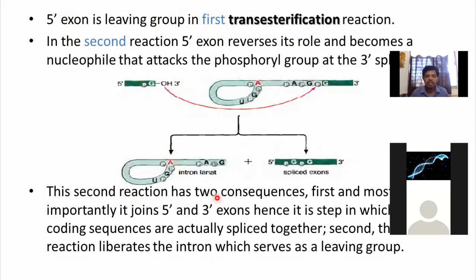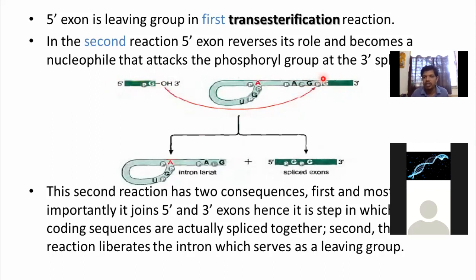So this second reaction has two consequences, meaning two results will be there. The first and most important is that it joins the 5' and 3' exons. Now see that this oxygen will act as, or particularly you can say it's the exon. So this is the 5' side of that particular exon. It will attack the 3' splice site here, and it will break this phosphodiester bond.